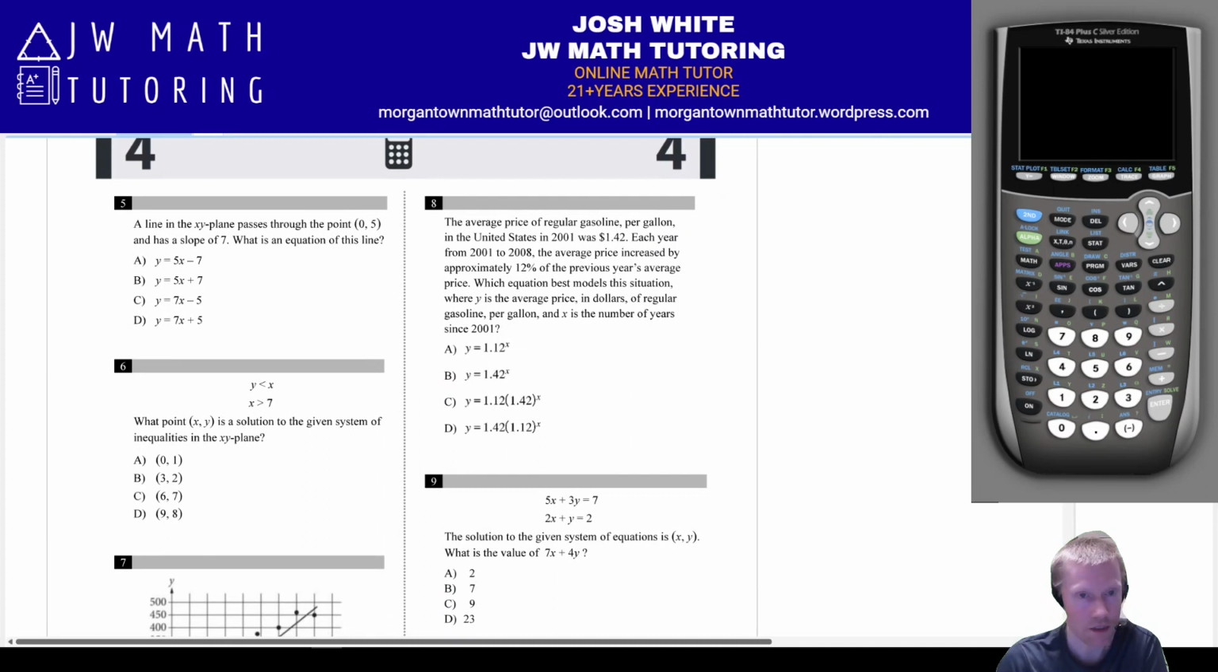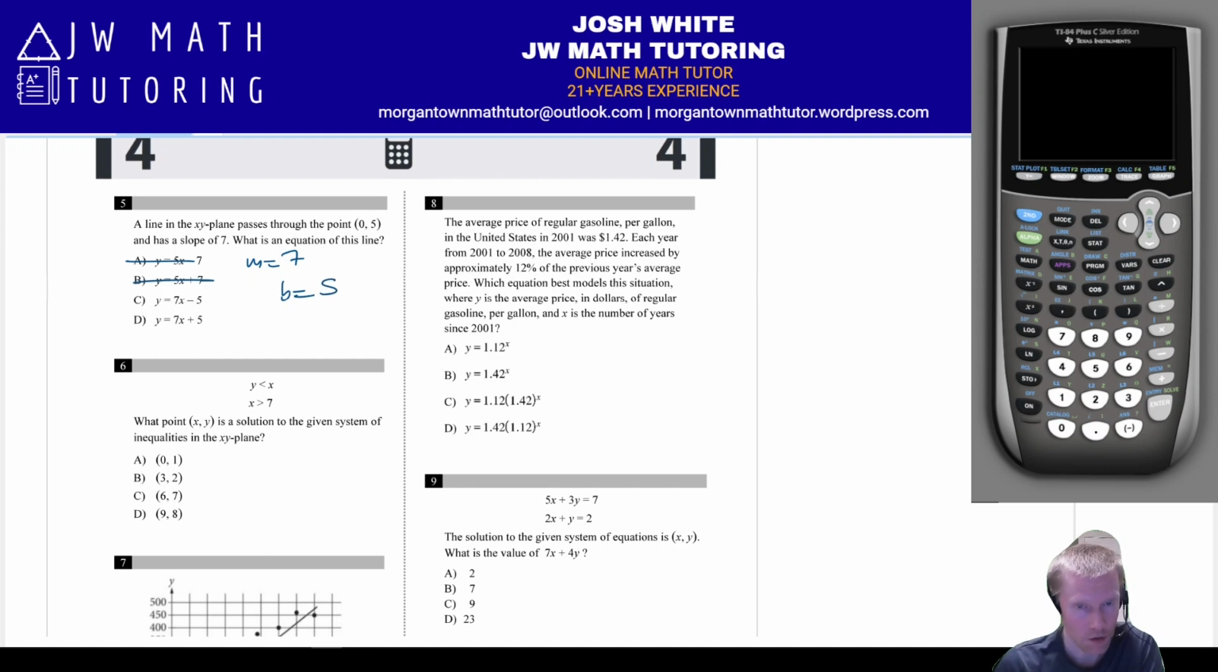Moving on to the next page. At the top, question number 5. So here you are given the slope of the line, which is 7. You're also given the point 0, 5. Talk about that in a second. Right off the bat, A and B are gone because they do not have the correct slope. Everything here is in slope-intercept form, y equals mx plus b, but they do not have a 7 in front of the x. So we're down to C or D. Now notice 0, 5 is the y-intercept of this line because it has an x-coordinate of 0. Therefore, b is equal to 5, and specifically positive 5. Therefore, correct answer here is going to be letter D, y equals 7x plus 5.